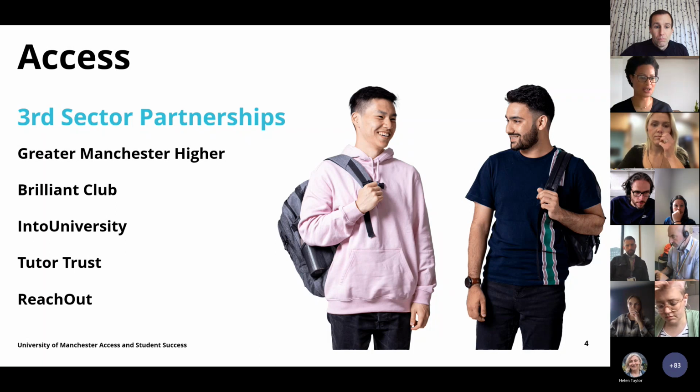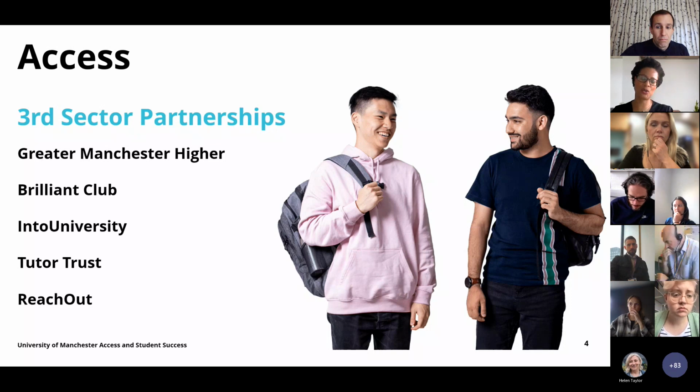We work with the Brilliant Club. So as an example, we have a programme called Joining the Dots, which is piloting this year. It's a transition programme looking at year 13 students progressing into HE and supporting their transition in their first year at university. We also have an attainment raising programme with them as well, which they actually monitor in terms of impact.